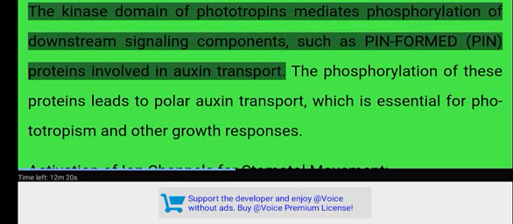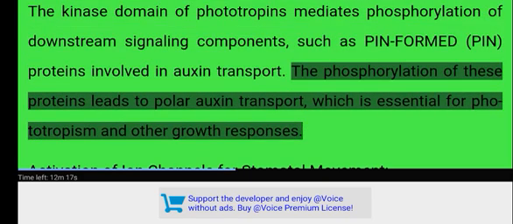Phosphorylation and signal transduction. The kinase domain of phototropins mediates phosphorylation of downstream signaling components, such as PIN-FORMED and MED, PIN proteins involved in auxin transport. The phosphorylation of these proteins leads to polar auxin transport, which is essential for phototropism and other growth responses.